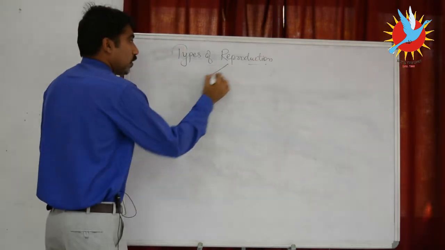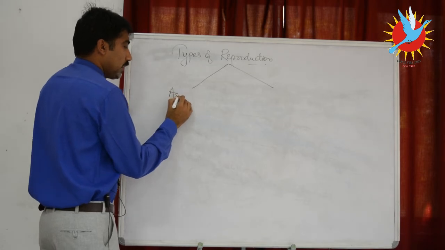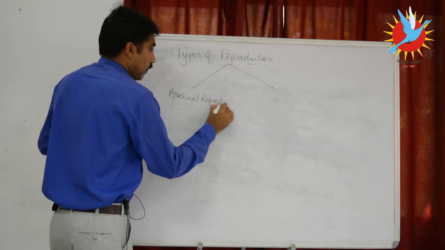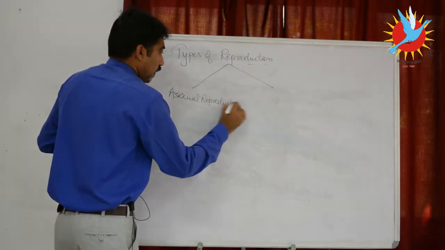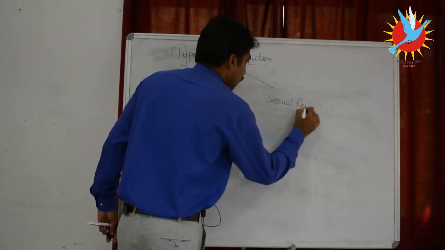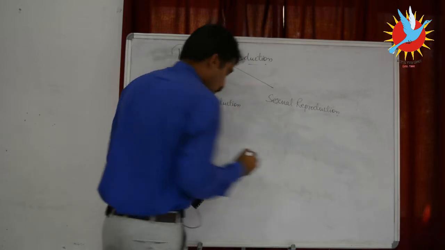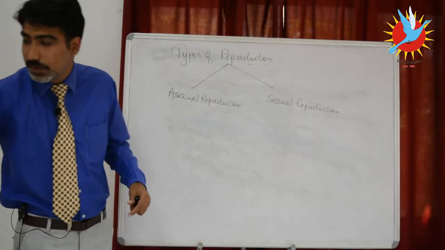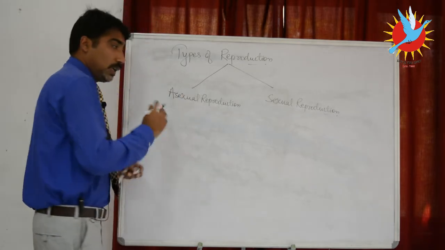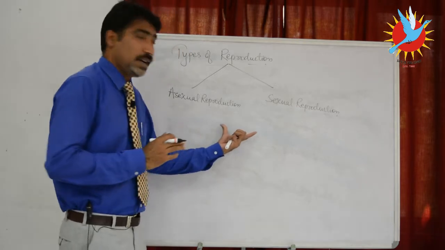The process of reproduction can be categorized into two types: asexual reproduction and sexual reproduction. So now we are going to discuss the differences between sexual and asexual reproduction. Okay, so let me discuss the various kinds of differences between these two kinds of reproduction.